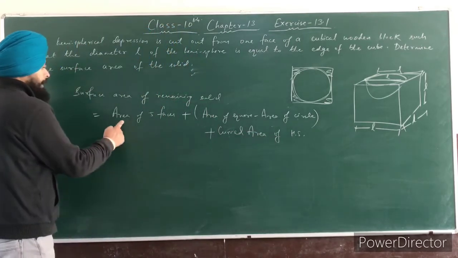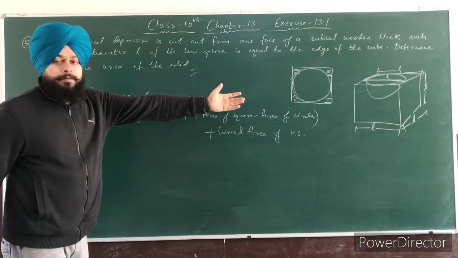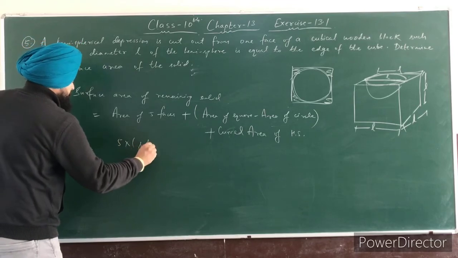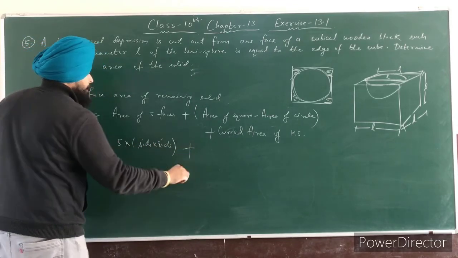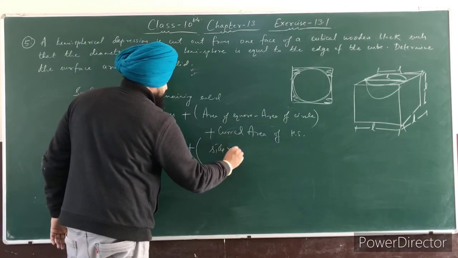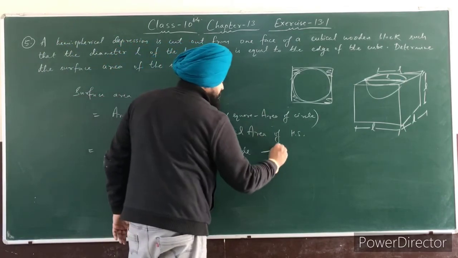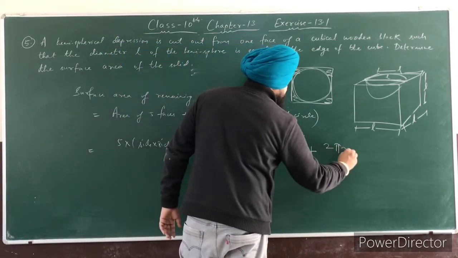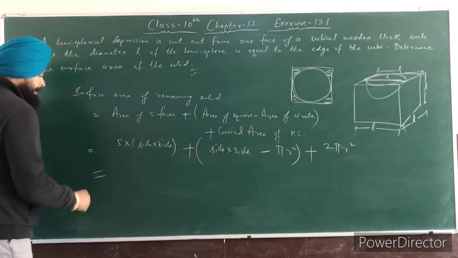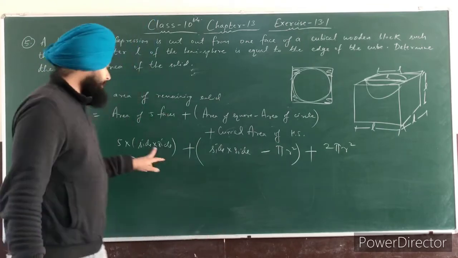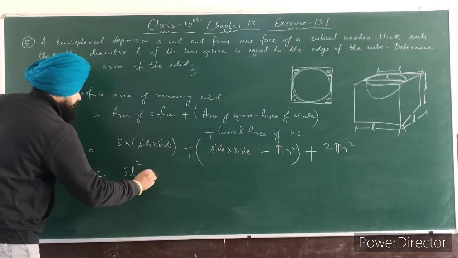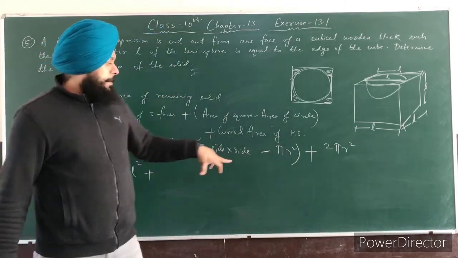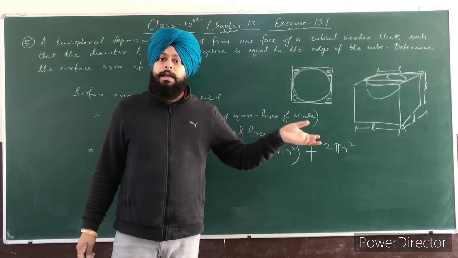Area of 5 faces. Each face is the shape of a square, and the area of a square is side multiplied by side. So write here 5 into side multiplied by side, plus area of square is again side multiplied by side, minus area of circle is pi r square, plus the curved surface area of hemisphere is 2 pi r square. Now what is the side? Edge of this cube is L. So L into L is L square. So you can write here 5L square. You have to solve this complete calculation in terms of L, and you don't need to put the value of pi here. You can solve in terms of pi and L.